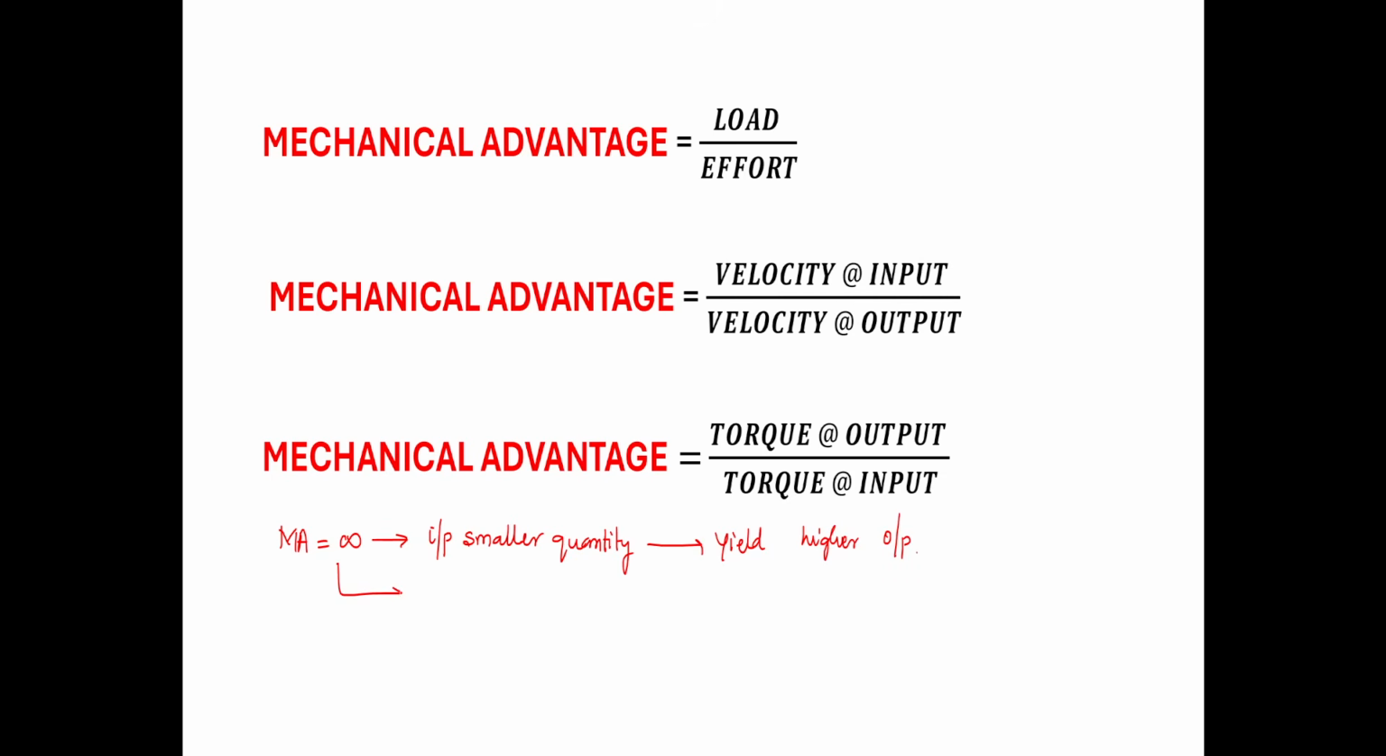This position is called toggle position. So, toggle position refers to a configuration attained by a mechanism where smaller inputs yield larger output.